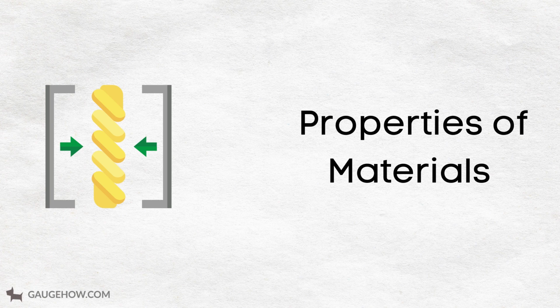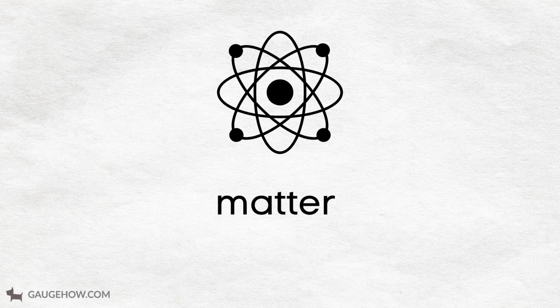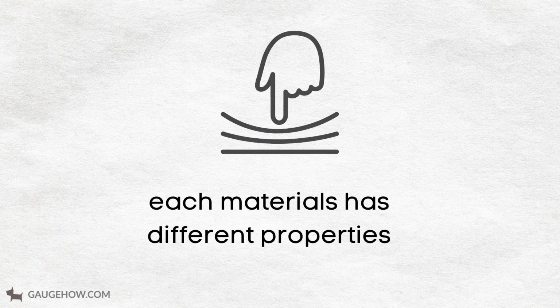Properties of materials. Matter is anything that has mass and occupies space. A useful way of starting to think about matter is to think about the different materials or substances that it can be made into. These materials make up the objects around us, and each of these materials has different properties or characteristics that can be observed or tested.